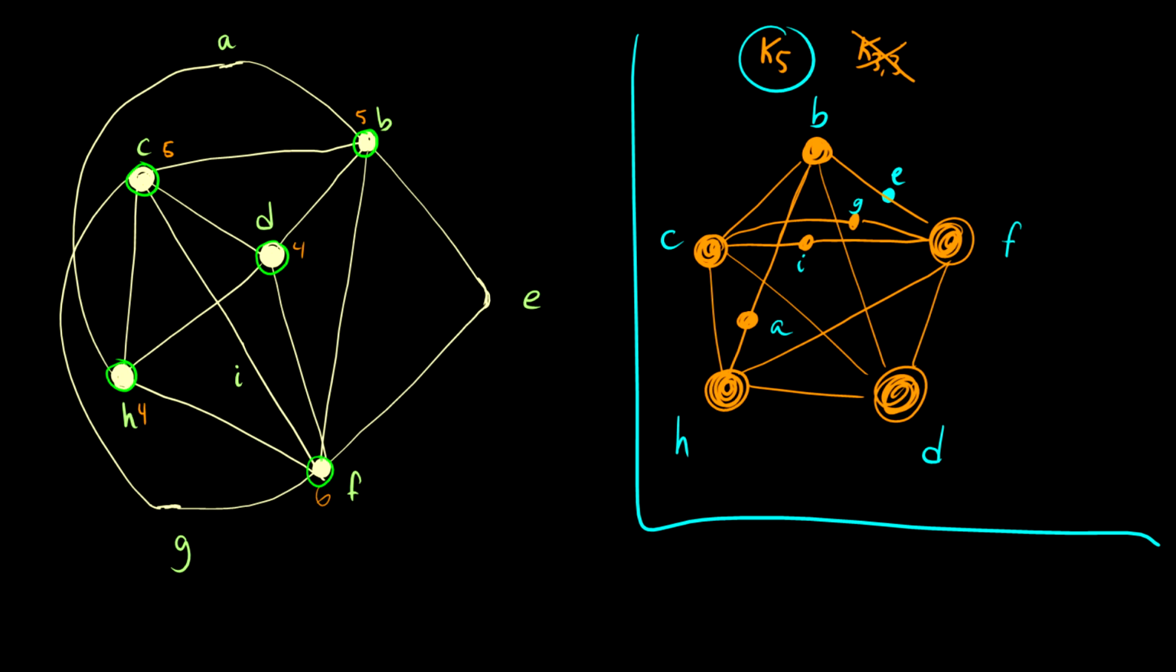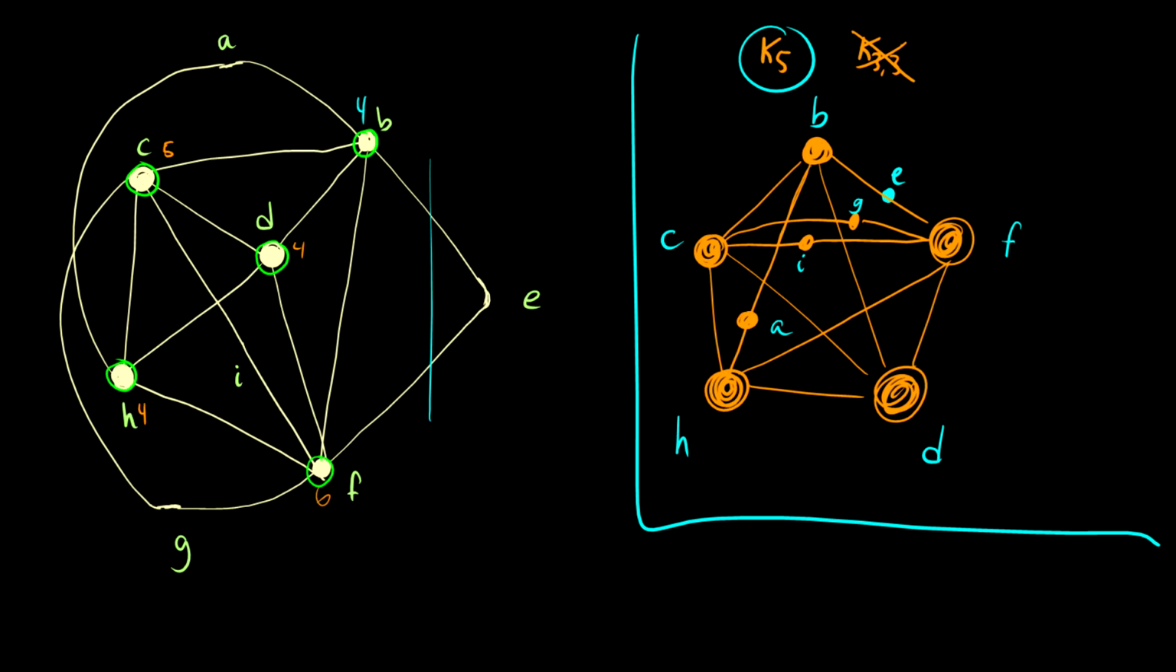Now, do all of these have degree 4? Do they connect to every other point? Well, we know that in K5, each vertex connects with 4 others. So the degrees must actually be 4. But here's an issue. This B here has degree 5, but we can say B actually goes to F twice. So we can pretend this edge doesn't exist, and now it has degree 4.